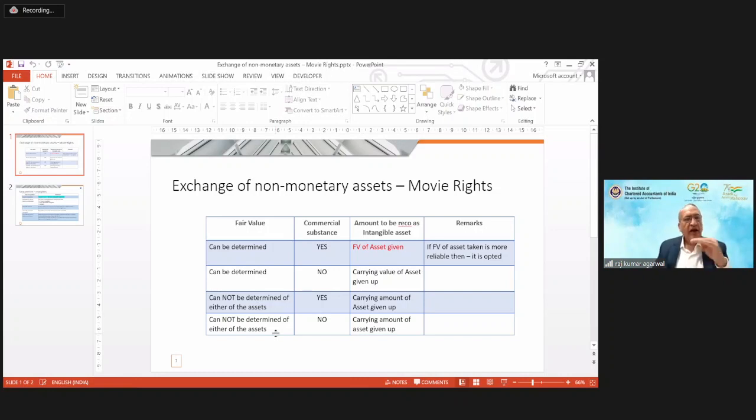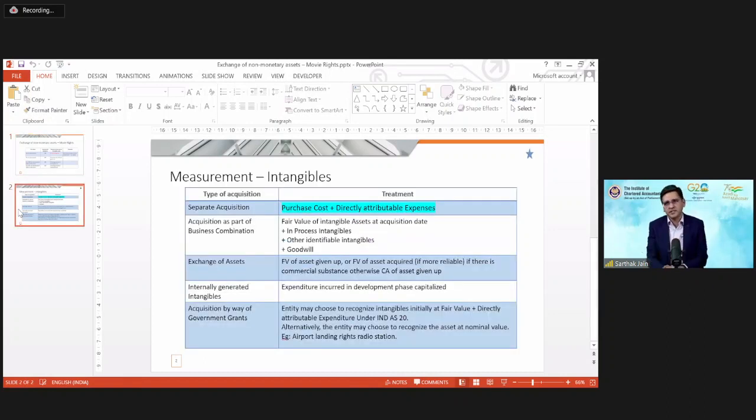And to add, in all other cases, whether there is a commercial substance or not, so either the fair value can be determined or cannot be determined, the different cases, both should be there. Sure. So commercial substance has to be there if at all we have to do this. Otherwise, it will just be recognized at the carrying amount. So it will just be a nomenclature change. Yeah. Right, sir. So I have another part to it.